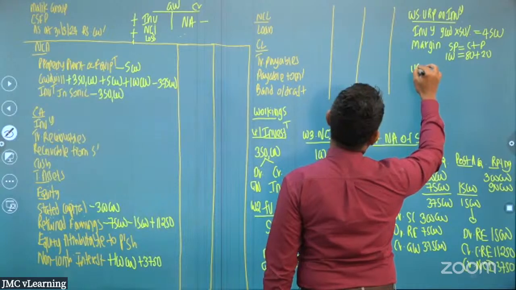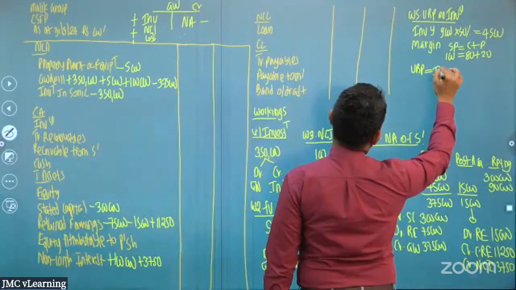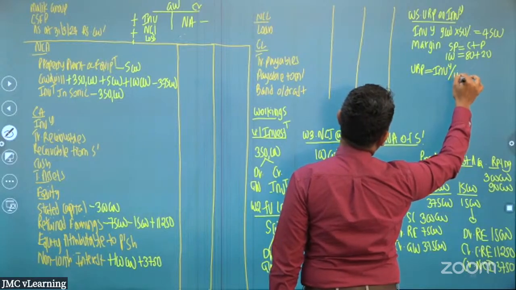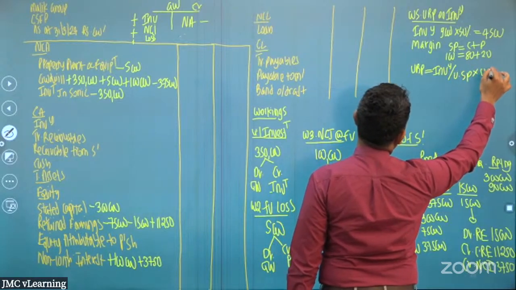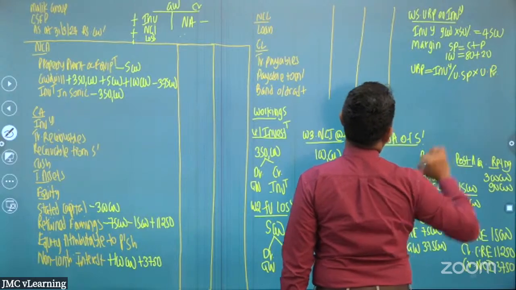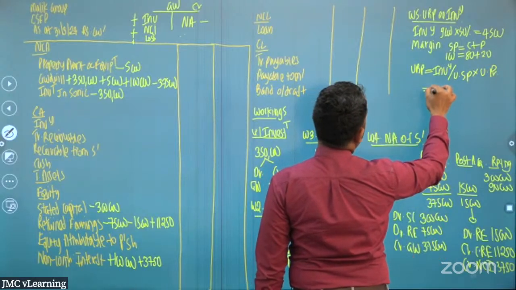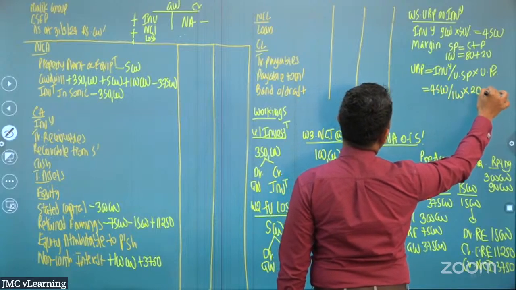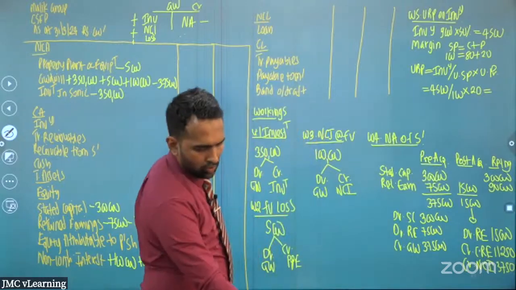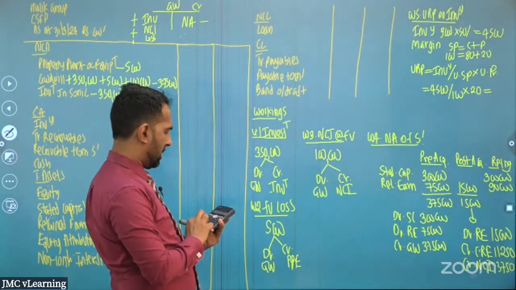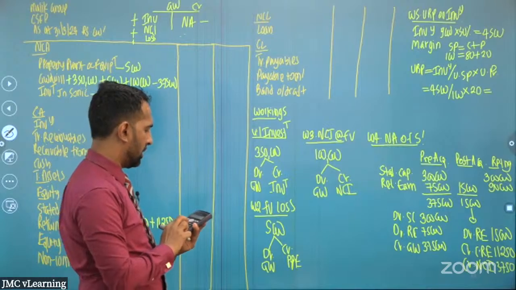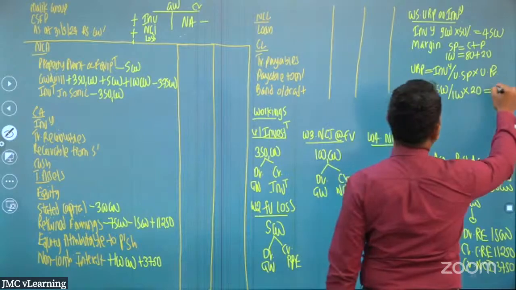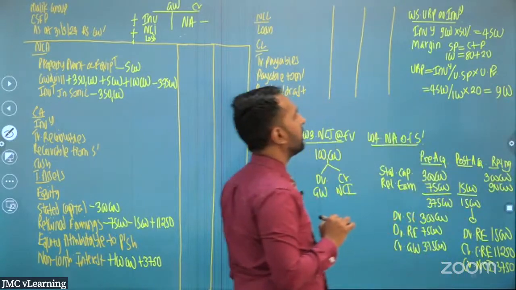How do you calculate the URP? You take this inventory, which is equivalent to sale value, you divide it by the unit selling price and you multiply it by the unit profit. So 4,500 divided by 100 multiplied by 20. You should be getting the answer 900. 900 is the answer.